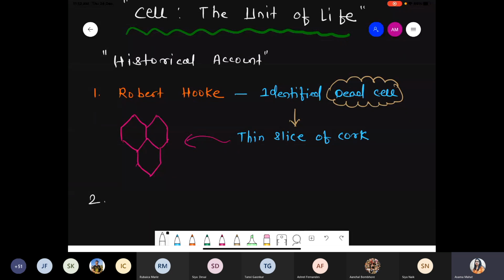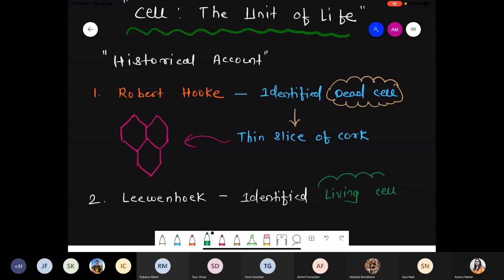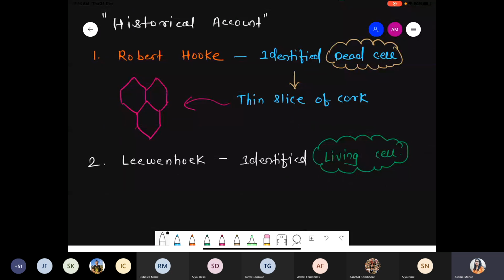One question. Another point, scientist Leeuwenhoek. Now he identified a living cell. First time he observed the bacteria, then the protozoa, RBC also he observed, spermatozoa also observed. But the living cell discovery, the contribution or the credit, is given to scientist Leeuwenhoek.